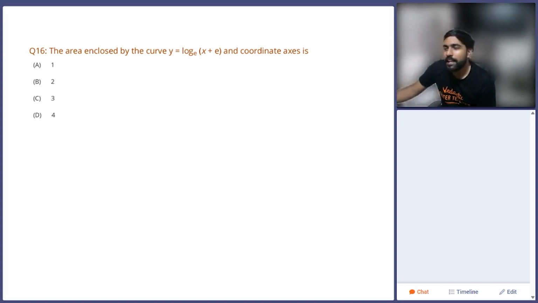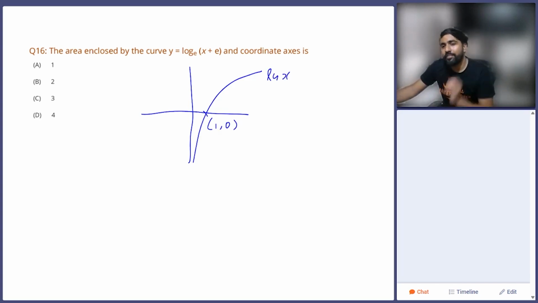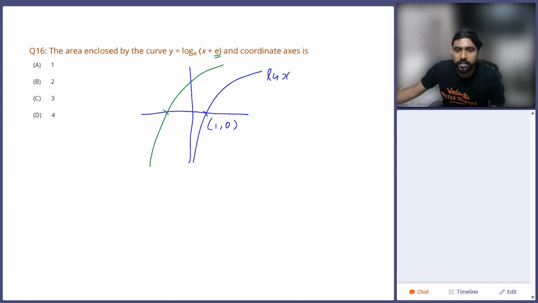Very simple question. Ln x plus e. Let's draw the graph. See, this is the graph of ln x where it meets at 1, 0. Now, if I have x plus e, we know that if you add a term inside the function, the graph moves to the left by that many units. So if I move e units to the left, I will have my function look something like this. At this point, this will be 1 minus e comma 0, and this is the area that I'm looking for.